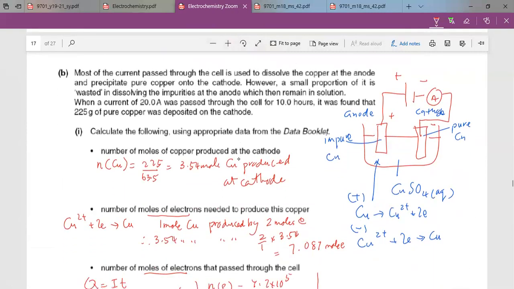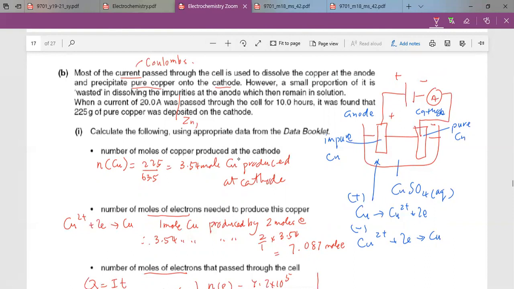Here, most of the current passes now, see the current now, the total charge in coulombs. The current passed through is used to dissolve the copper at the anode and precipitate pure copper at the cathode. However, a small portion is wasted to dissolve impurities. What are impurities? Like zinc, and what else I talked about, okay, right? To dissolve all these further steps.